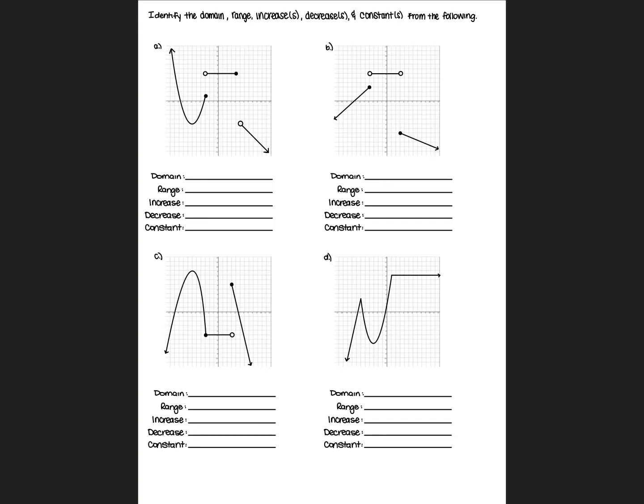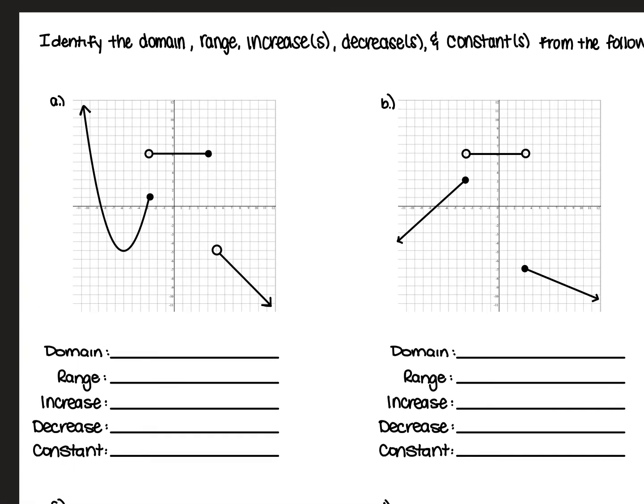For the last part, you're using exactly what you used during 3.1. You're finding your domain, your range, your increase, your decrease, and your constant with all of these. Remember, your domain are the x values that are being covered by the line or lines on your coordinate plane. Your range are the y values that are being covered. Then your increase is from left to right, where is it going up, and what are those x values in which it's going up. Decrease, where is it going down from left to right, and what are those x values. And then constant is that flat horizontal part. And again, what are those x values?